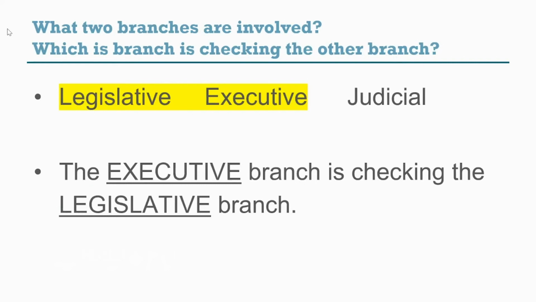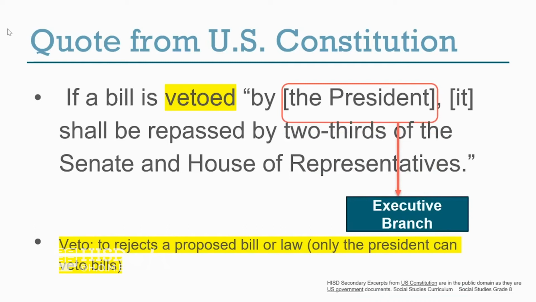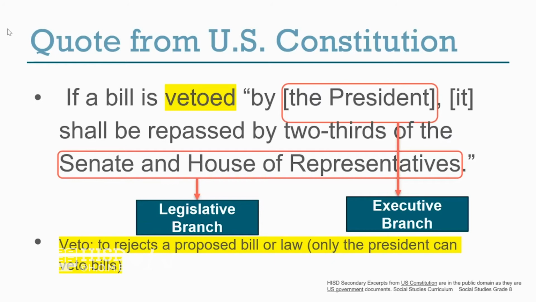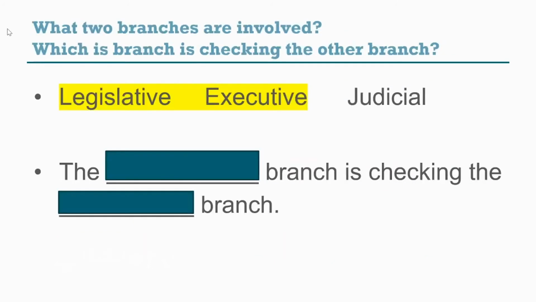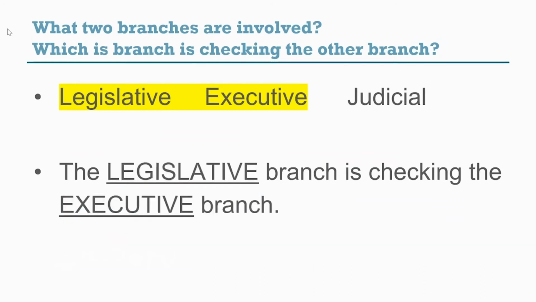Let's keep going. This is pretty fun. If a bill is vetoed by the president, it shall be repassed by 2/3 of the Senate and House of Representatives. So veto means to reject a proposed bill or law. Only the president has veto power. So in this case, again, we see the president once more, and of course, he or she is part of the executive branch. And then we have the Senate and House of Representatives. Thinking back to the previous few quotes, we know that the Senate and the House are all part of the legislative branch. So we have our two branches, legislative and executive. But who's checking who? In this case, the legislative branch is checking the executive branch.